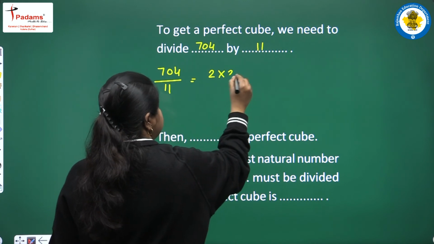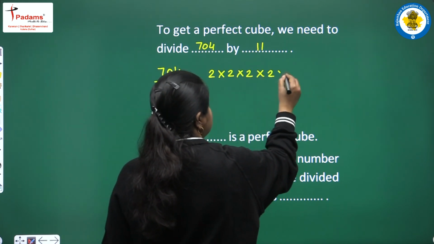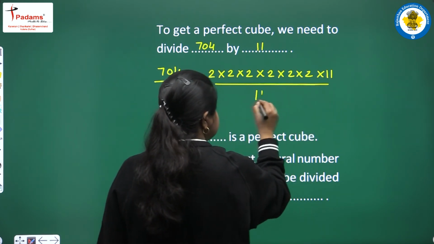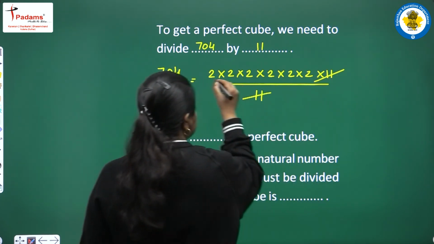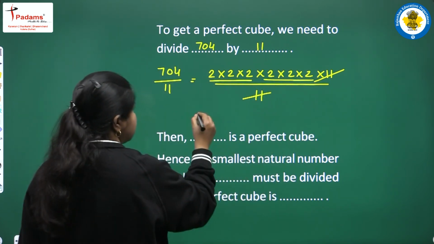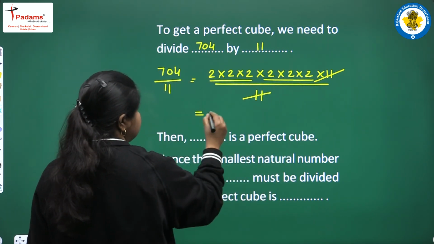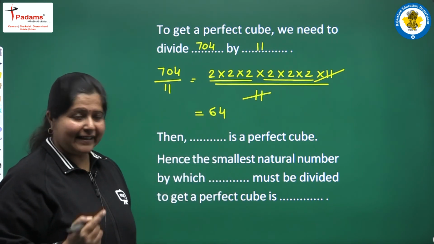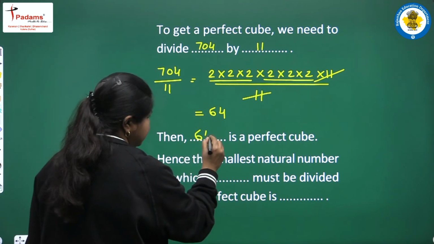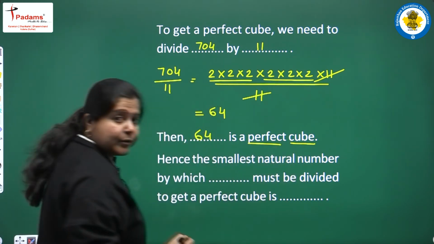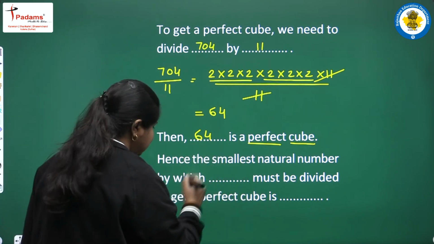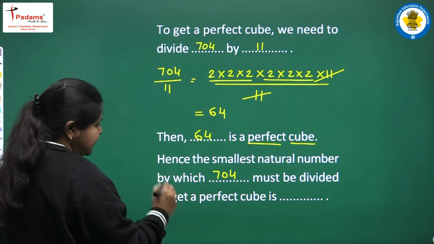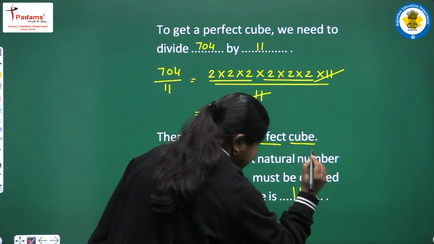हम 704 के अगर फैक्टर्स भी लिखें यहाँ पर तो आप देखेंगे कि ये 11 जो एक्स्ट्रा नंबर है, 11 से डिवाइड करने पर ये कैंसिल हो गया और हमारे पास बच गए ये 2 ट्रिपलेट्स, और इससे हमें डिवाइड करने पर नंबर मिल रहा है 64 अगर हम 704 को 11 से डिवाइड करें. और ऑब्वियसली 64 इज़ अ परफेक्ट क्यूब, इट इज़ इक्वल टू 4 क्यूब. And hence the smallest natural number by which 704 must be divided to get a perfect cube is 11.